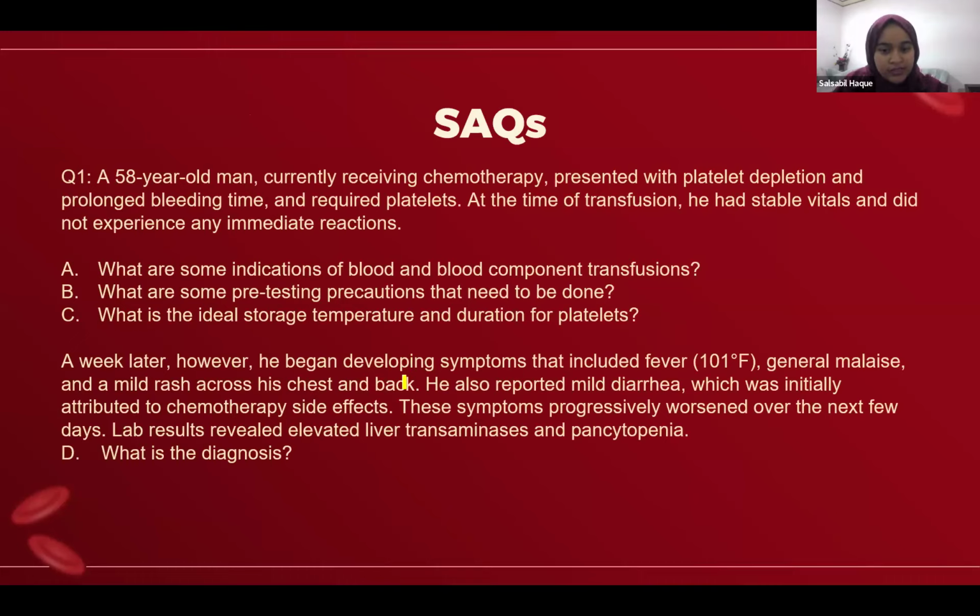Okay, a week later, however, he began developing symptoms that included fever, general malaise, and a mild rash across his chest and back. He also reported mild diarrhea, which was initially attributed to chemotherapy side effects. These symptoms progressively worsened over the next few days. Lab results show elevated liver transaminase and pancytopenia.